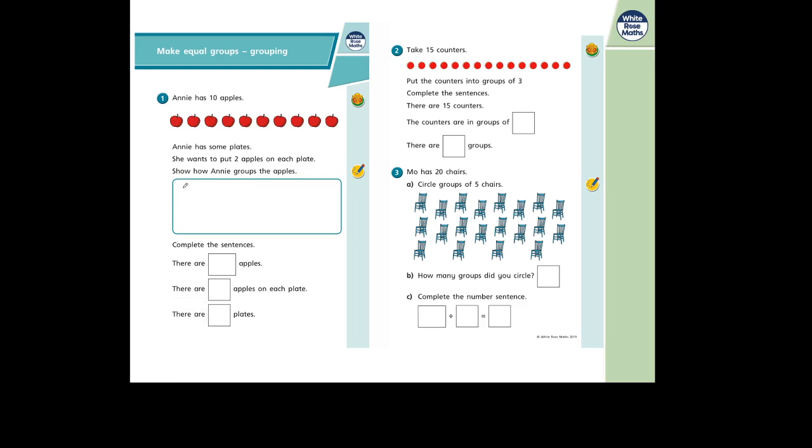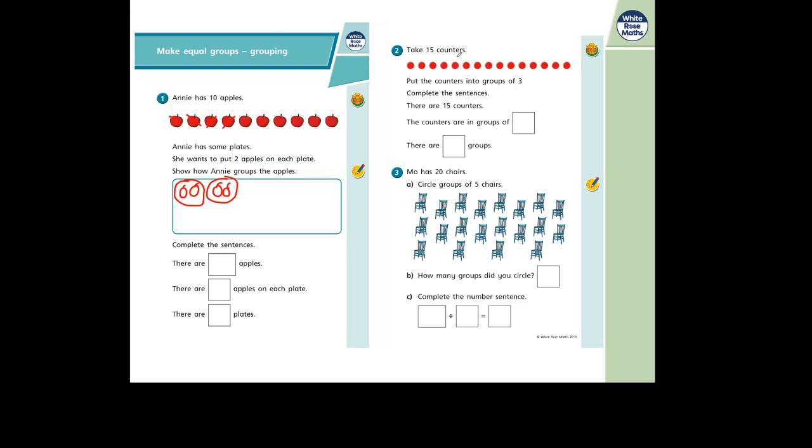So I've got an apple here and an apple here. That's one group of 2. So I'm going to cross those out and I'm going to draw a plate. Then I'm going to do 2 more apples, and cross them out. So it's the opposite of what you did on Monday. On Monday, you had the apples, you shared them out into 2 groups. Now you're putting them into groups of 2. So I want you to carry on doing that, then fill in the question.